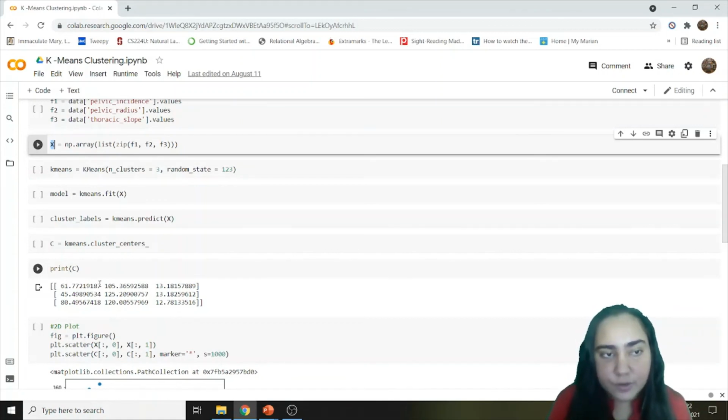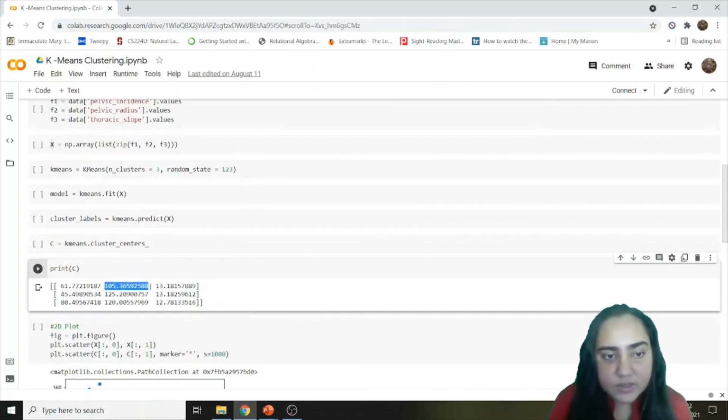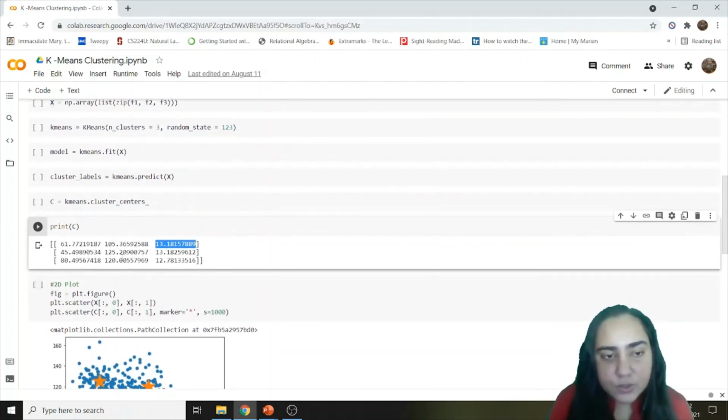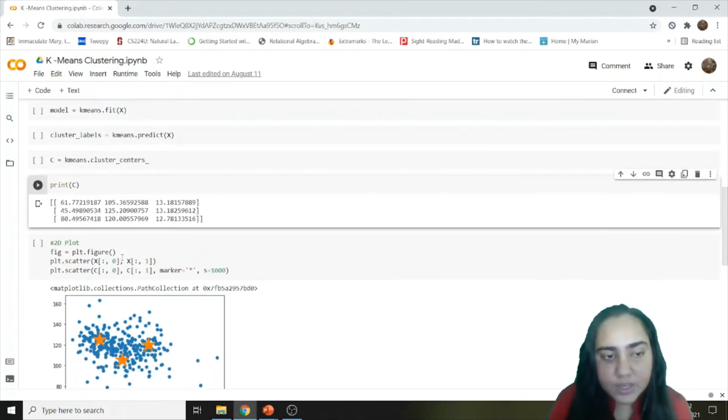This is the value for pelvic incidence. This is the value for pelvic radius. This one is the value for pelvic thoracic slope for the first center. Okay, so these are the centers, and to understand this better, we can plot it out.